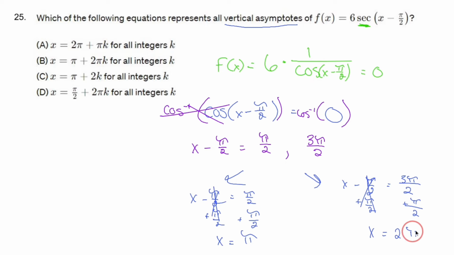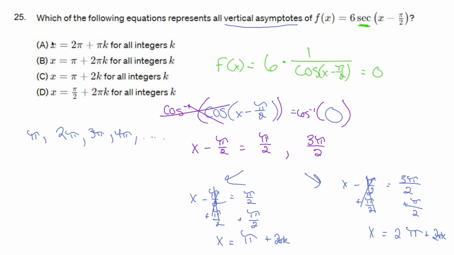Now here, it's asking me to find all of them. So technically I have π + 2πk, where k is any integer, and 2π + 2πk, where k is any integer, because you always add 2π times k to it. What that means is I have options like π, and 2π, and 3π, and 4π, and so on, so on, so on.